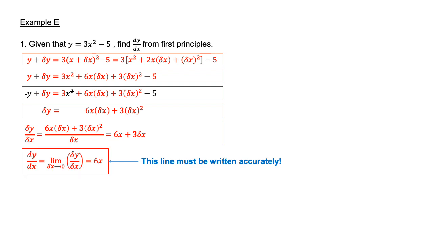And then the final line, which has to be written accurately, is this. So dy by dx, this is the actual gradient, is equal to the limit of delta x tending to naught. Note it's a single line arrow, not double line, single line arrow, tending to naught of delta y divided by delta x. And again, because here any delta x term is essentially naught now, tending to naught, it disappears because 3 times naught obviously is naught. So it disappears and we are left with 6x.